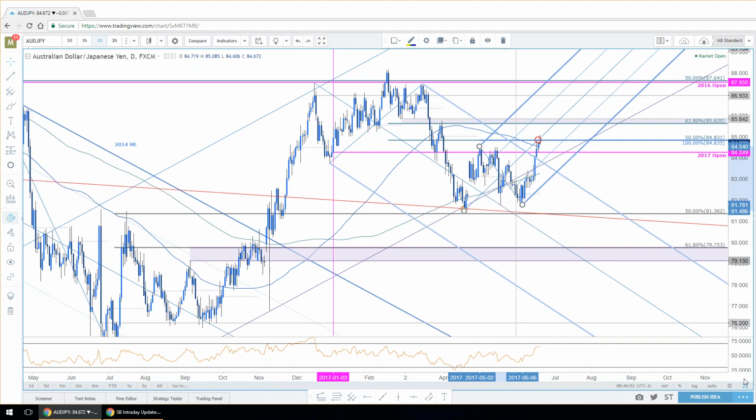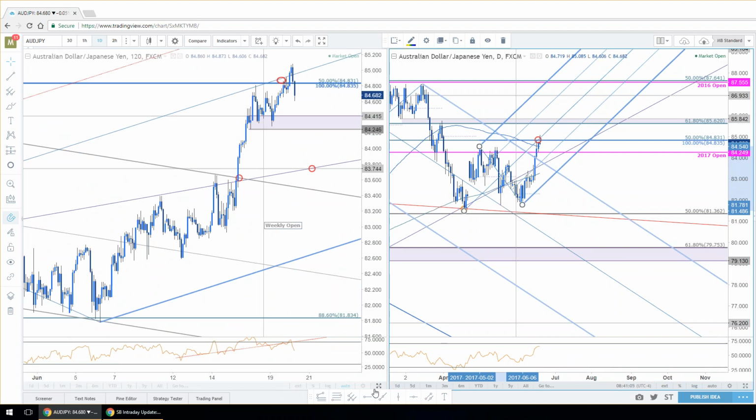Now again, we're just playing a pullback. This is obviously a breakout. I do like the pair higher broadly speaking, but near term, you're running into resistance, and resistance is resistance, right? So here's what the intraday chart looks like.